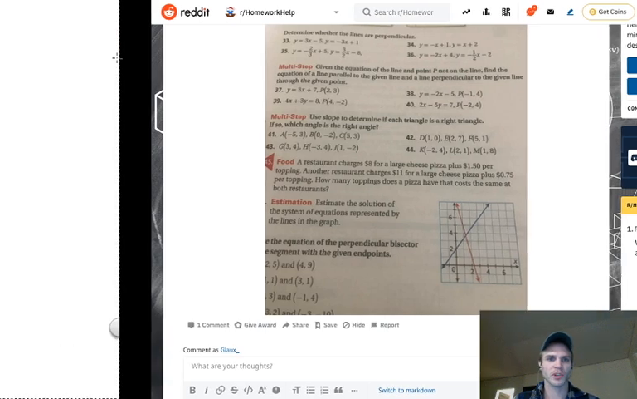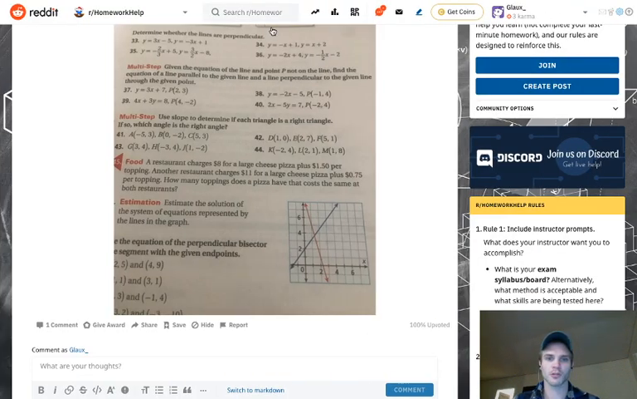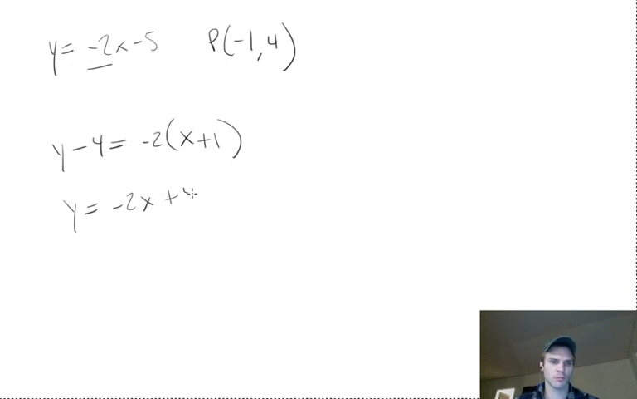Okay, so this is going to be negative 2x minus 5, and our point is going to be negative 1, 4. Okay, so we want the same slope because it's going to be parallel, so we'll say y minus 4 equals m, which is negative 2 times x minus x1, so x minus negative 1 is plus 1. And then we'll distribute and add, we'll get y equals negative 2x plus 2. Minus 2 plus 4 is plus 2. Okay, so this is our parallel line.